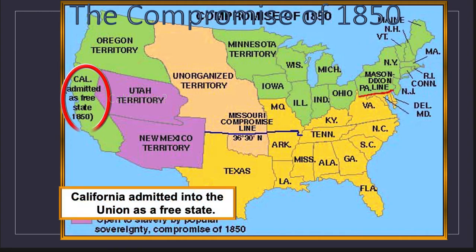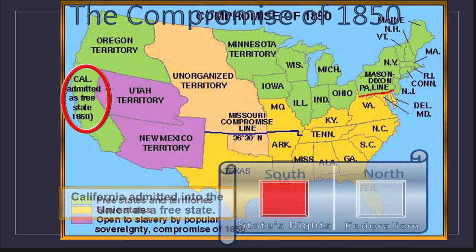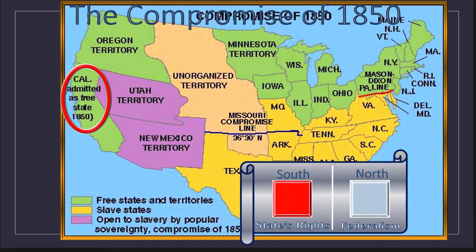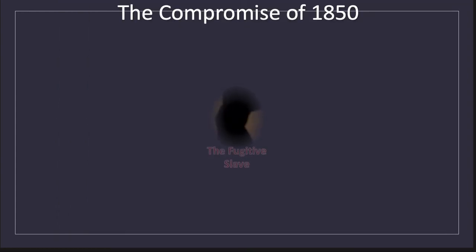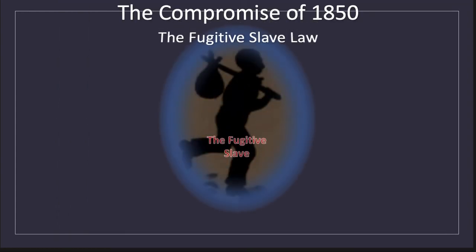California, a big, huge state, is going to be admitted as a free state. And we consider this a win for the North. That is huge. But when we add California as a free state, we have to make this a true compromise. So the South is also going to have to get something out of this compromise. And what the South ends up getting are the fugitive slave laws.